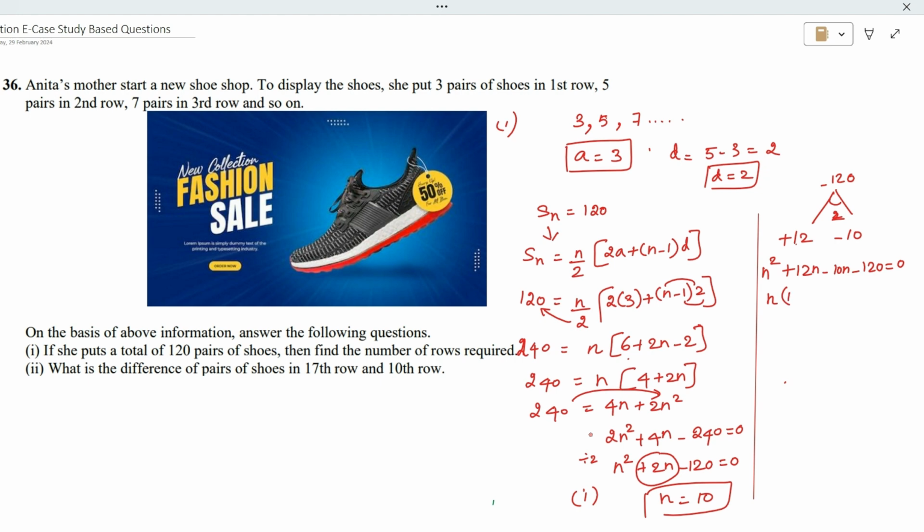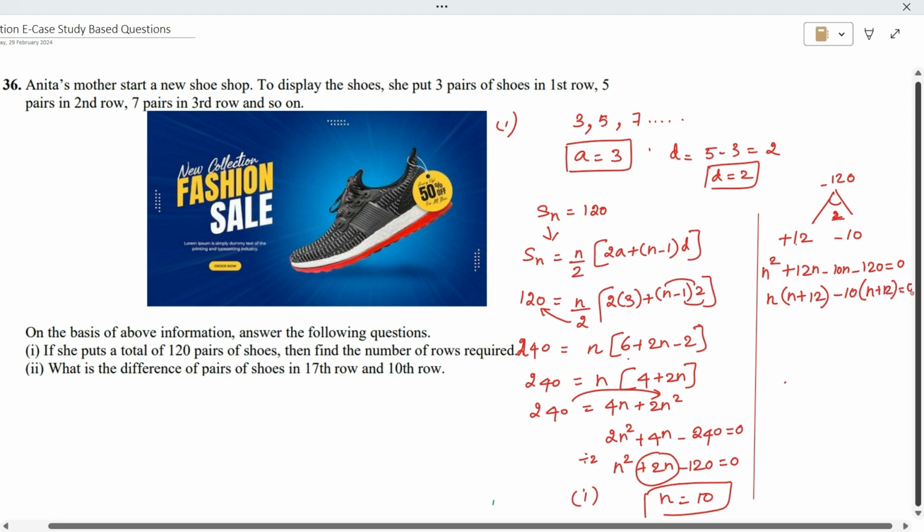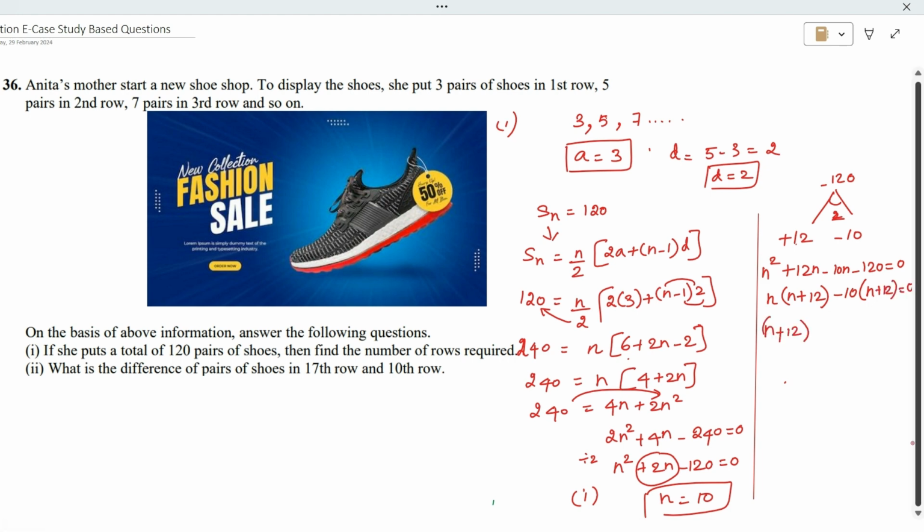So now take n commonly outside, you will get n plus 12. And here if you take minus 10 commonly outside, you will get n plus 12, that is equal to 0. n plus 12 is again common, take it outside, so you will get n minus 10 equal to 0. So either n plus 12 equal to 0 or n minus 10 equal to 0. So if I put n plus 12 equal to 0, n equals minus 12, but the number of rows cannot be negative. So here n is equal to 10, hence the number of rows should be 10. So that is my first answer.